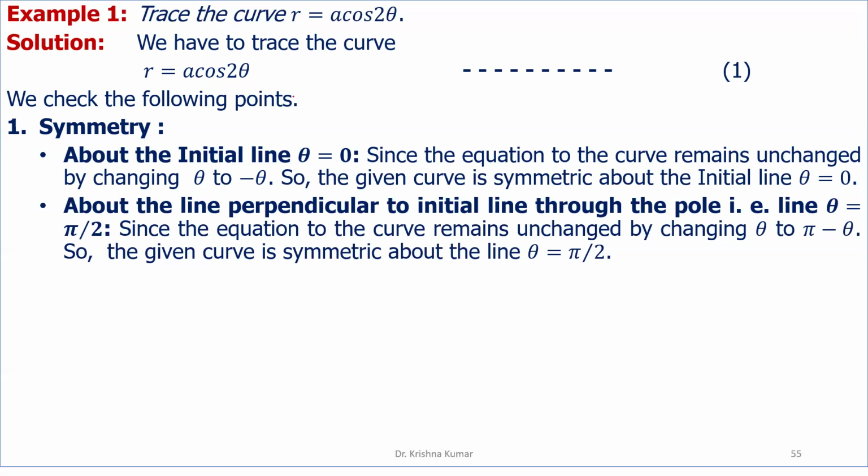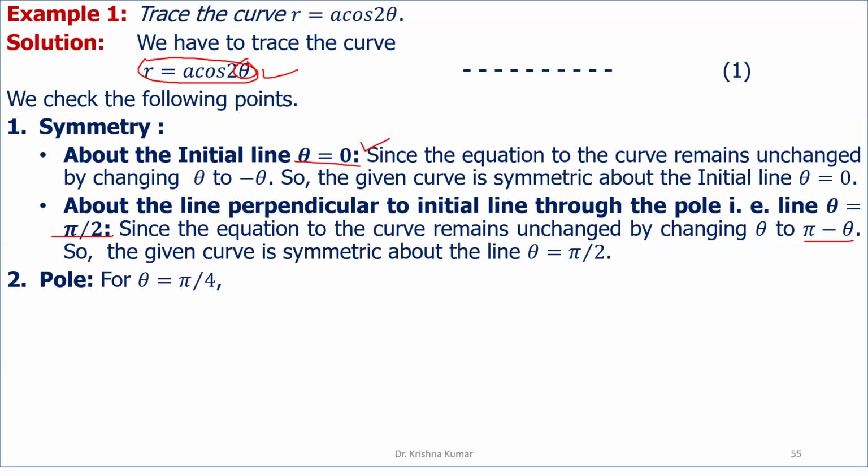But if we replace theta by pi minus theta, cos of 2 pi minus 2 theta is cos 2 theta. So again, the equation of the curve will not change. Hence, this curve is symmetric about the initial line theta equal to 0 as well as the line theta equal to pi by 2.